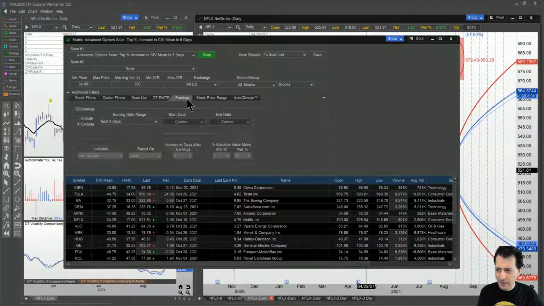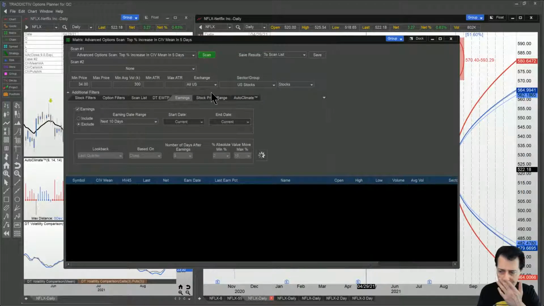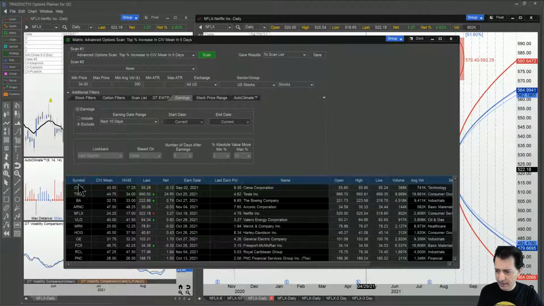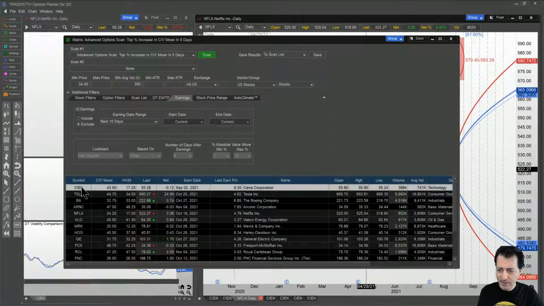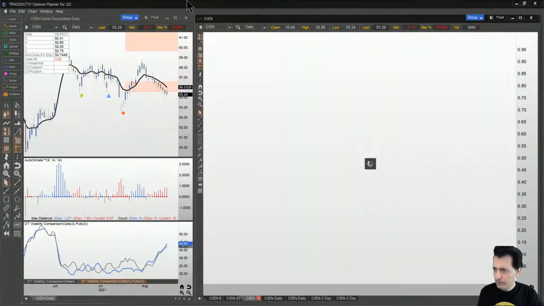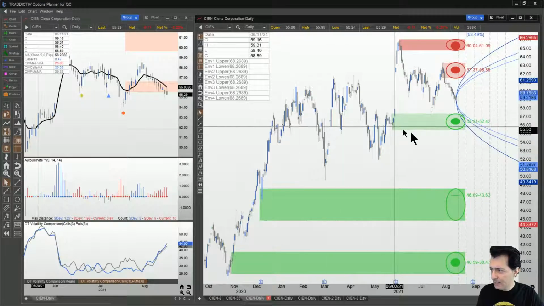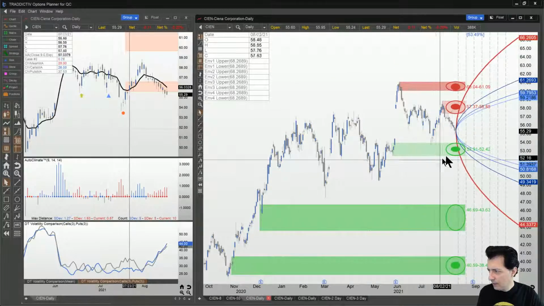So let me do this. Let me be a bit more picky with this. We're going to look for at least 10 days to earnings, okay? And now we should be fine. So let's begin with Sienna Corporation, and let's see what that stock has to offer, okay?